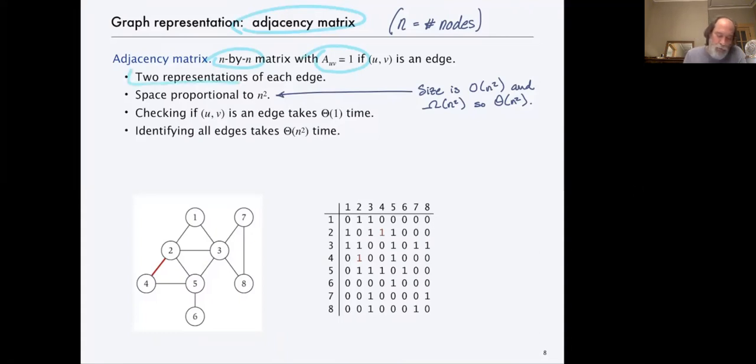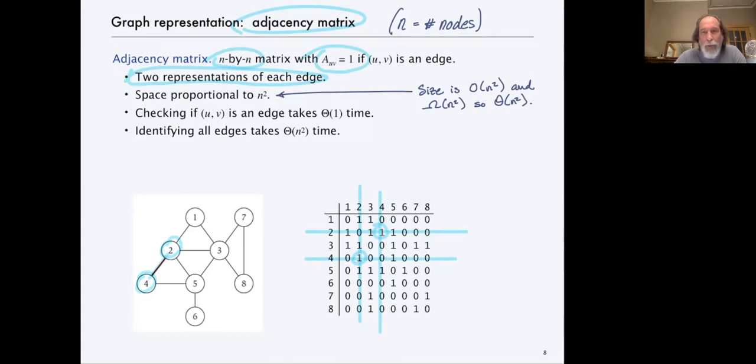In this representation, a few properties. First, there are two representations of each edge. Consider this edge between 2 and 4. It's represented as 2 and 4 being a 1, and also as 4 and 2 being a 1. So strictly speaking, to represent this, you'd only need the upper diagonal or the lower diagonal of the matrix, but we don't have nice computer implementations of those objects.